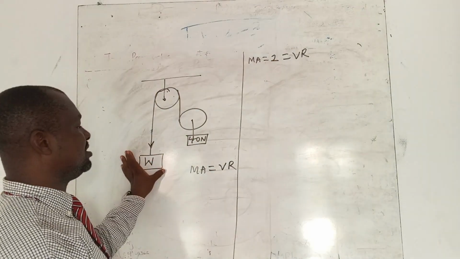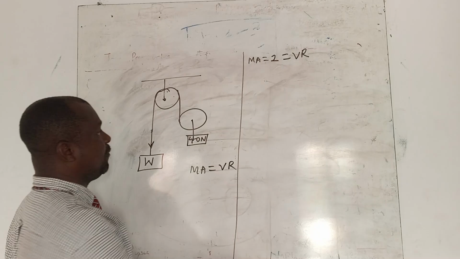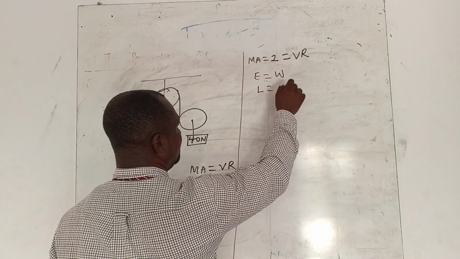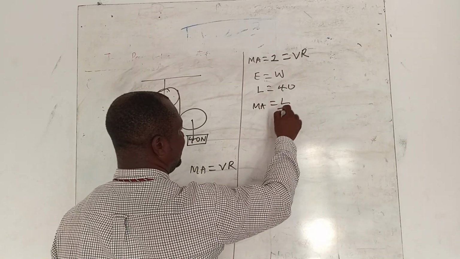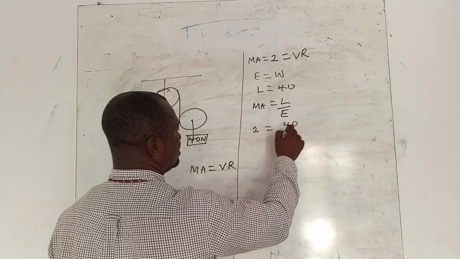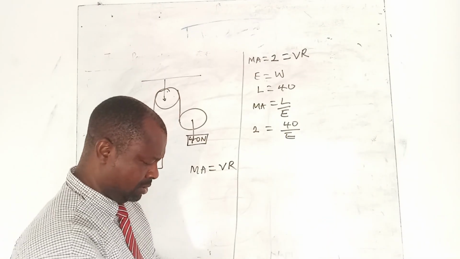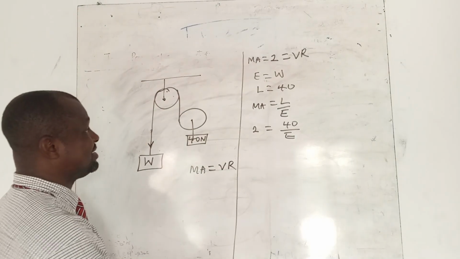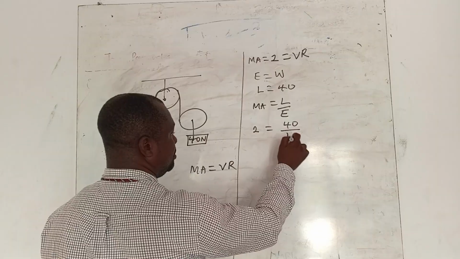So it means this is the effort and this is the load. So the effort is W, the load is 40. If our mechanical advantage is load divided by effort, mechanical advantage is 2, load is 40, effort is E, because we are asked to calculate the value of W. Now I said effort is equal to W, so we change this one to the W.